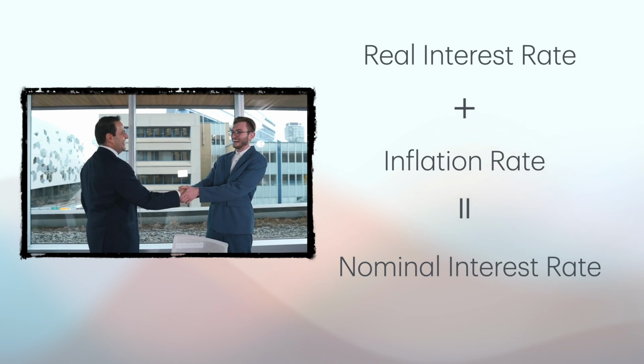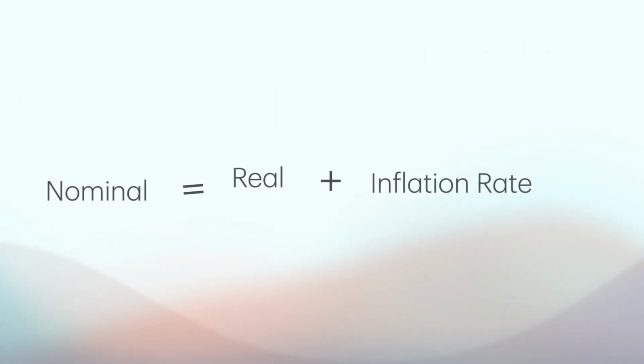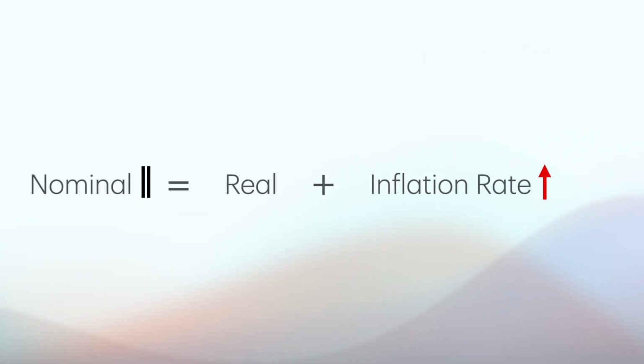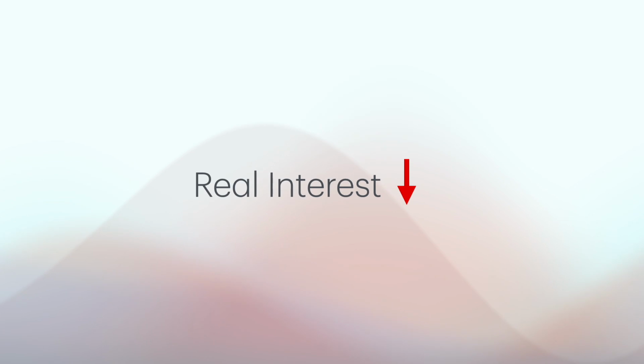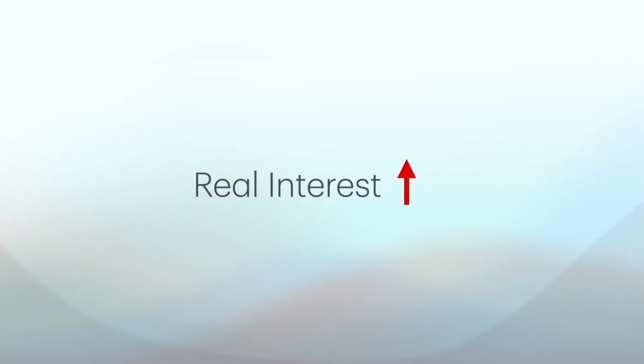Of course, they can't know the exact inflation rate in advance, so they can only go with a predicted inflation rate. Consequently, if inflation is higher than expected, the real interest rate will be lower, and the banker will be at a loss because they receive less real interest. In contrast, if inflation is lower than expected, the real interest rate will be higher, and the banker will be at the benefit because they receive more real interest.